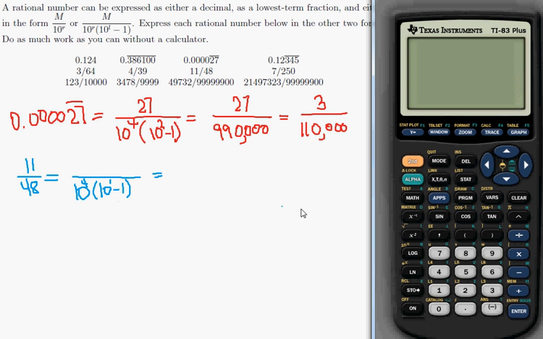10 to the 1 minus 1 is 9, and times 10,000. And if all works out, this should be a multiple of 48, and it is. 1875 times 11 is 20,625.